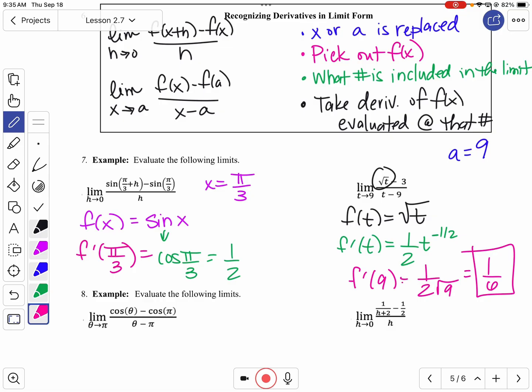So it's a recognition. You have to get used to seeing that derivative. If it's h approaches 0, your f of x is always what's second. If its limit is x approaches a, your f of x is always what's first. That's how I remember it.